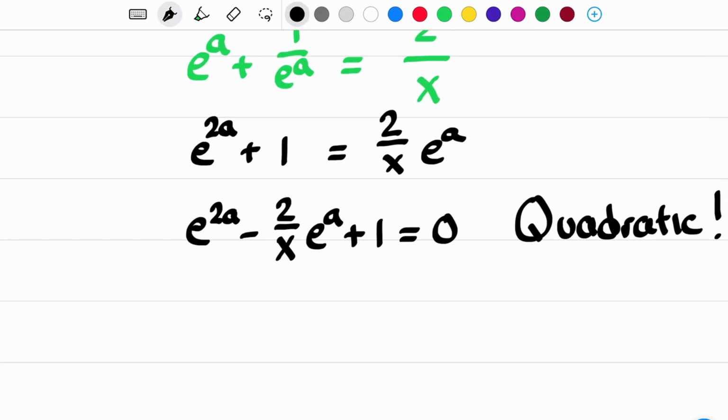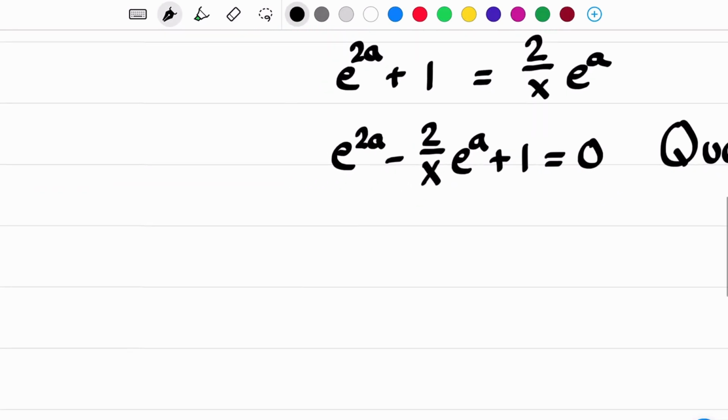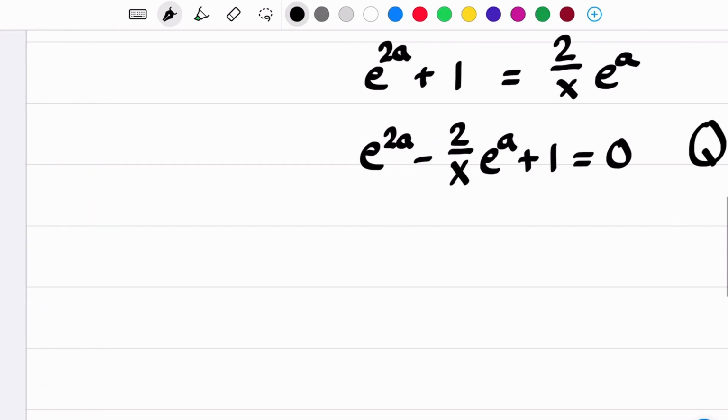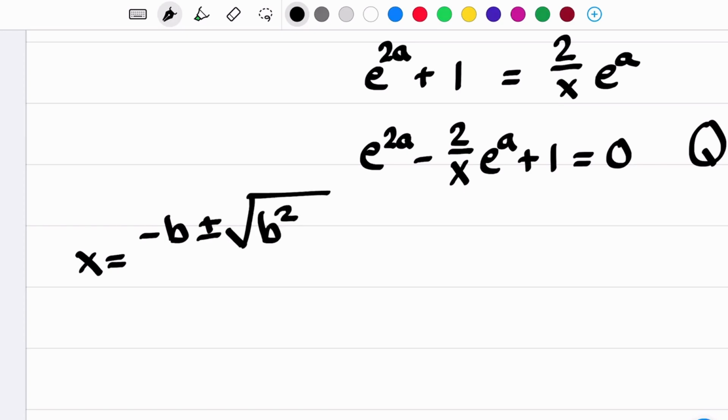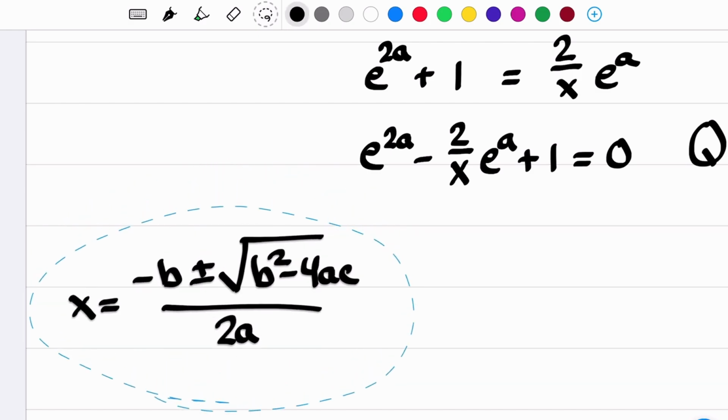So if we want to solve for e to the A, we can just use the quadratic formula, right? So I'm going to bring this over here. Remember, for a normal quadratic, x equals negative b plus or minus square root of b squared minus 4ac all over 2a. So that's what I'm going to be fitting onto our problem here.